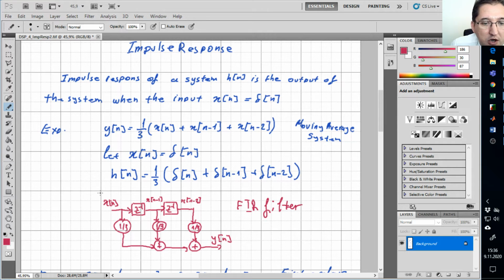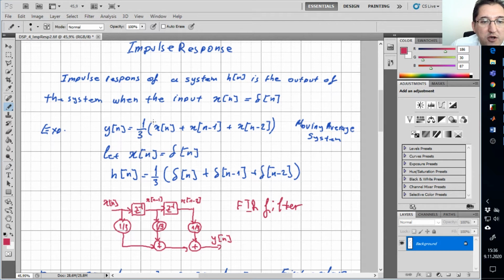If we want to draw this filter, we need x[n-1] and x[n-2]. Therefore, we have to put here delay elements z to the minus 1. The output of the first delay element is x[n-1], and the input is this x[n]. The output of the second delay element is x[n-2].